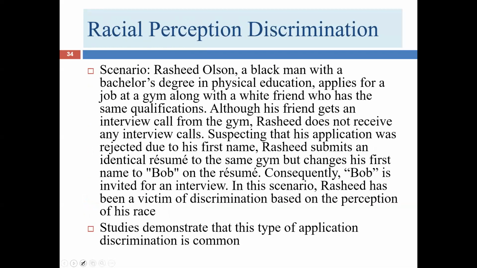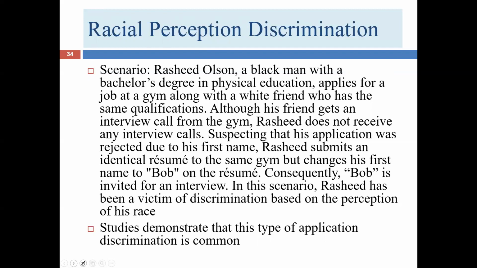Let's consider the situation of Rashid. So Rashid's an African-American man with a bachelor's degree in physical education. He has a white friend who also has his credentials. They both apply for a job working for a gym. The white friend gets an interview, but Rashid does not. Rashid's thinking, maybe it's my name. There's nothing else on my resume that suggests my race, but Rashid is perhaps a name that the gym may have associated with African Americans and or Muslims.